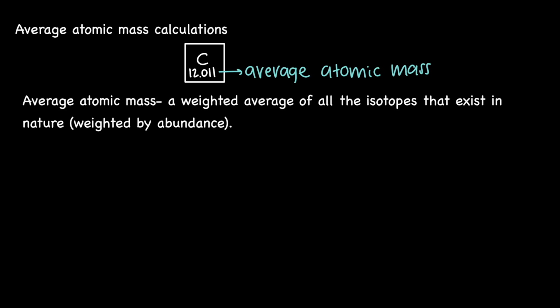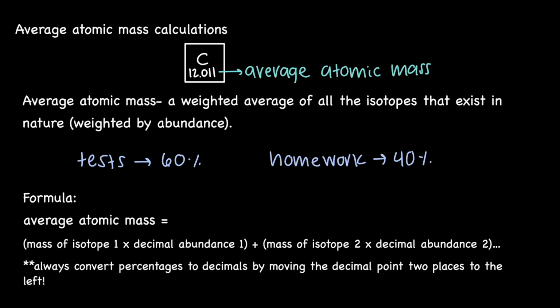It's exactly like calculating your grade in a class where tests are worth 60% and homework is worth 40%. You can't just average the two numbers, you have to weight them by their importance, or in this case, their abundance. The formula to calculate average atomic mass will be average mass equals mass of isotope 1 times abundance 1 plus mass of isotope 2 times abundance 2, and so on.